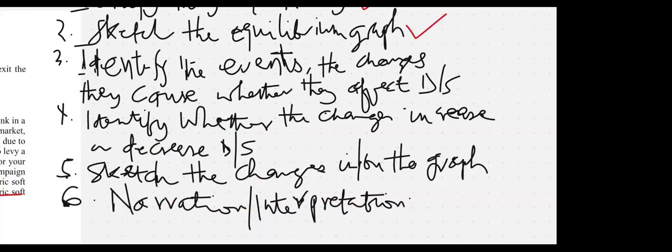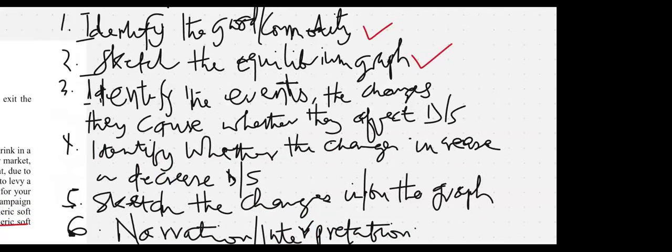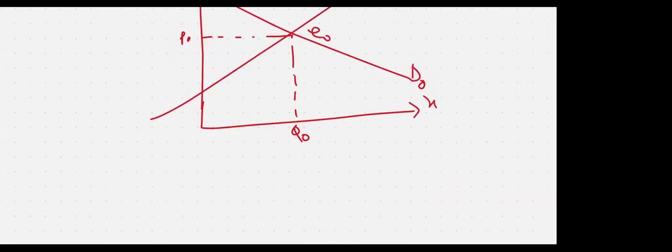I don't want to read everything before I begin. Then step 3 says identify the events, then the changes they cause and whether they affect demand or supply. So I'm going to do all these 3 together. Identify the events, the changes they cause, whether they affect demand or supply. So I come down. You can do some small workings below. Let me write here workings, on your answer booklet.